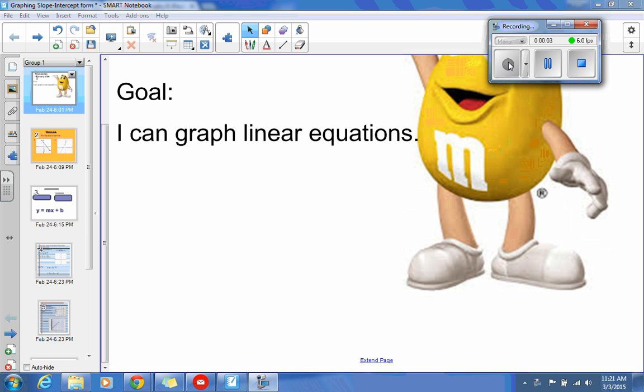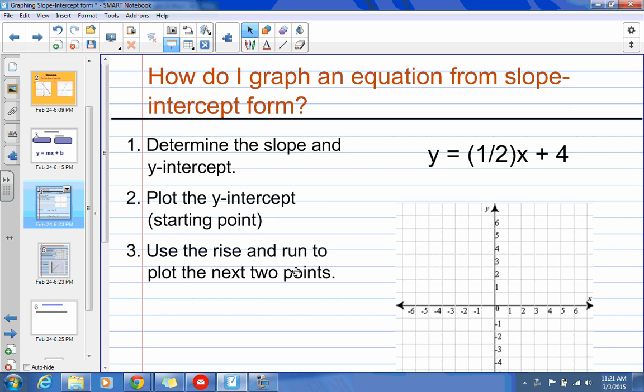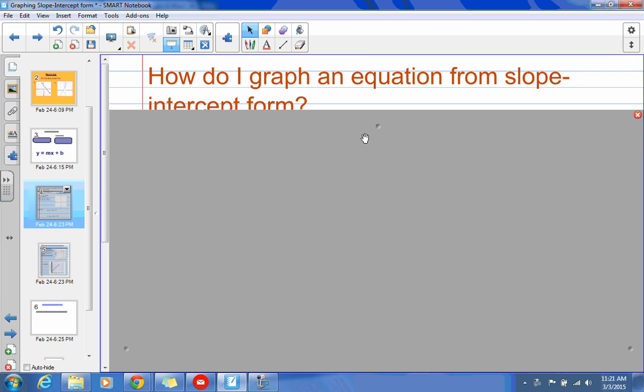All right, what I've got for you today is a quick little review of how to graph equations. We're going to look at graphing equations when they're in slope-intercept form. So let's start off by looking at some of the steps for doing this. So how do I graph an equation from slope-intercept form?